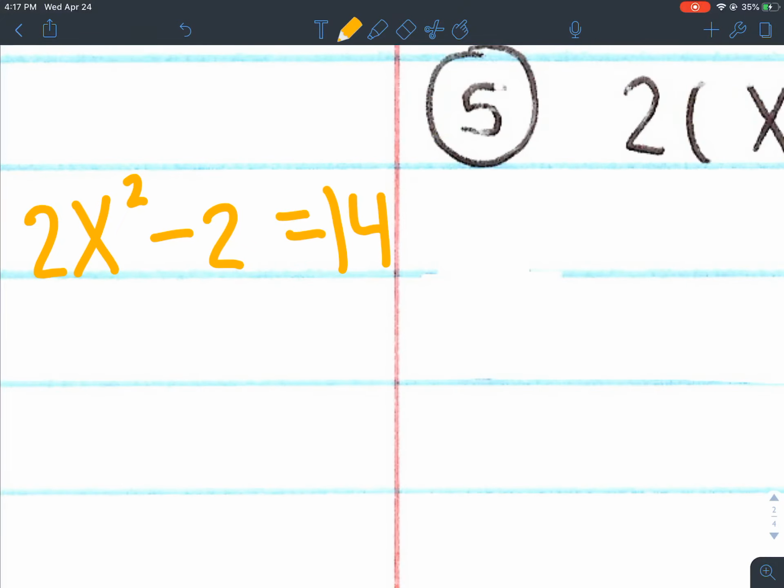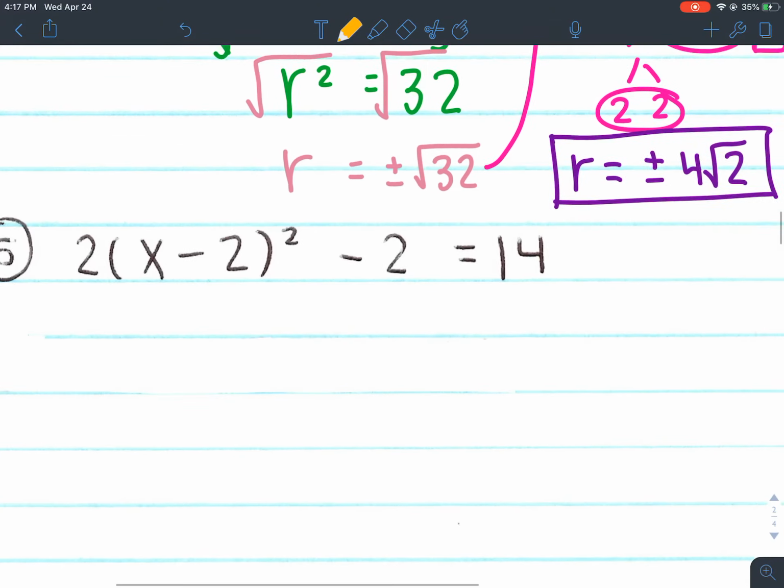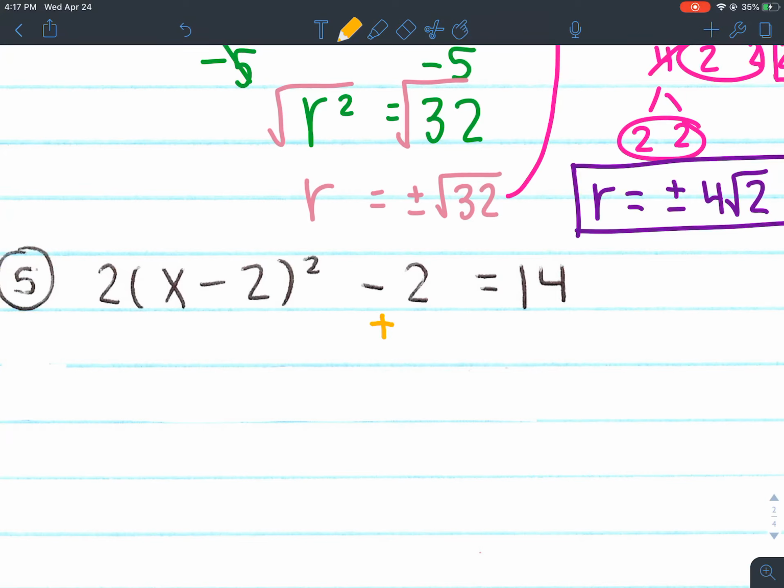So everything is the same. In this instance, what would be the first thing that you would do? The first thing you would do is you'd add 2, correct? Well, you do the same thing over here. You'd still add 2. Don't distribute. That will just make your life harder.